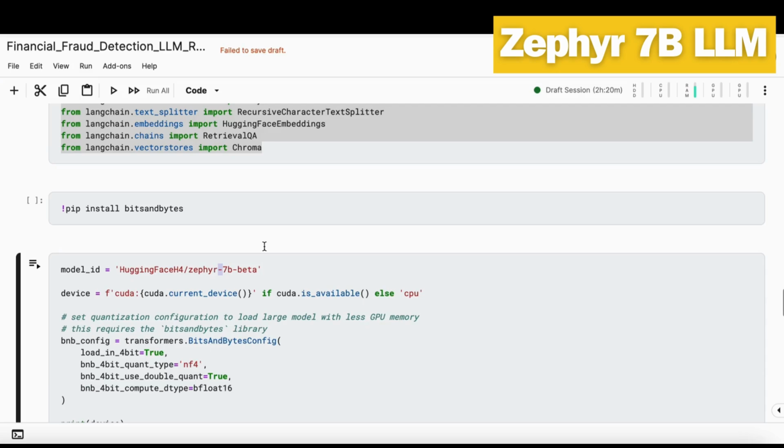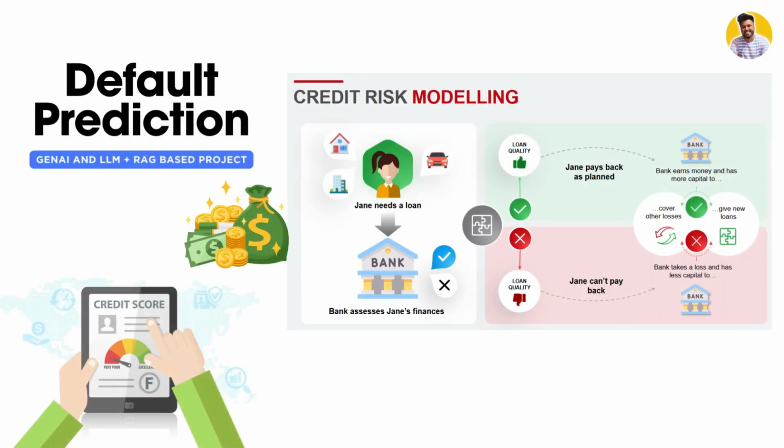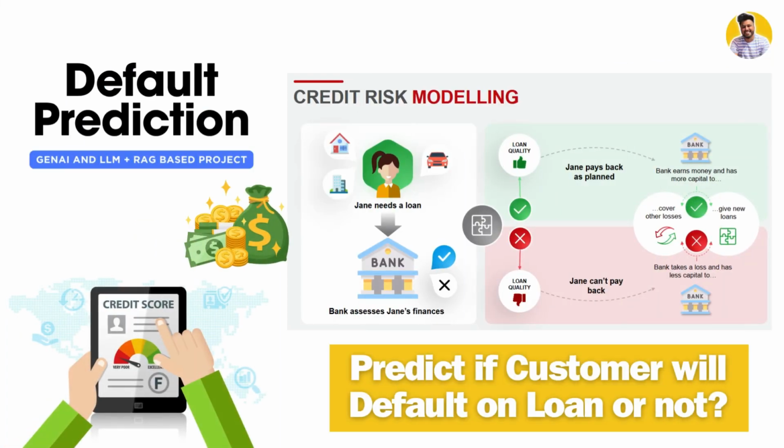In our next video, we will be building a default prediction framework by using a large language model and RAG as well. That will predict whether a customer will default on a loan or not. This is a very major project in the credit risk domain, which is a major chunk of non-financial banking institutions as well.